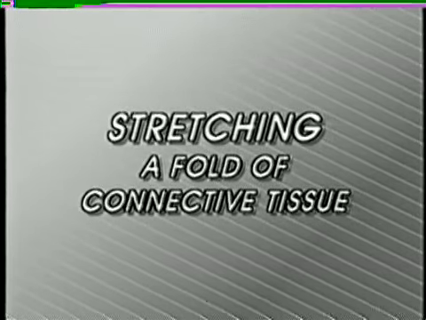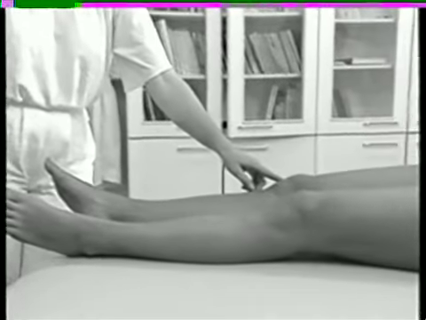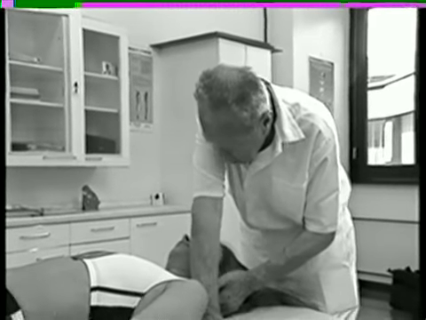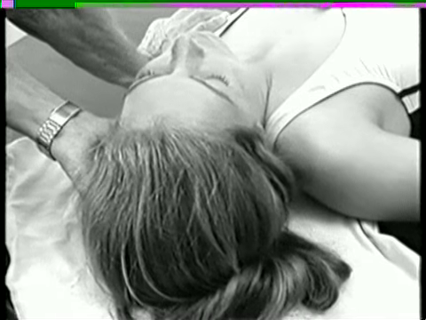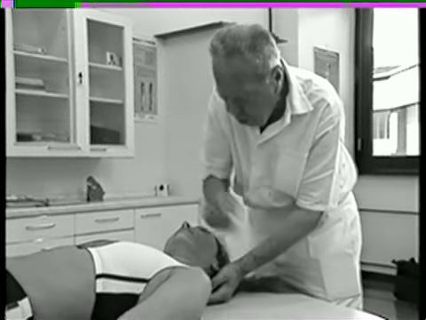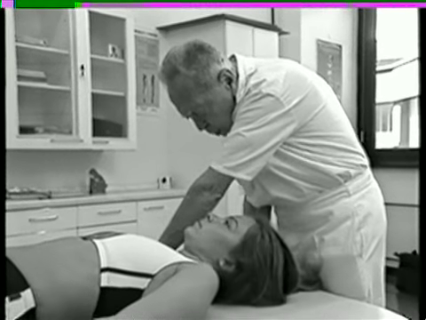Stretching a fold of connective tissue. We now turn to connective tissue structures in the subcutaneous tissue and the muscles. The structures most frequently involved are scars and the connective tissue of taut muscles. On the right, I can bend the patient's head towards the shoulder. This is normal. On the left, though, I meet resistance due to a short upper trapezius.